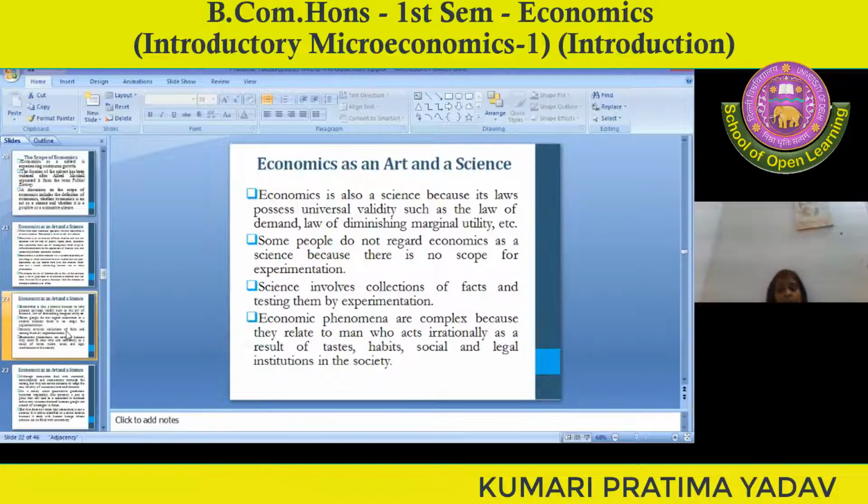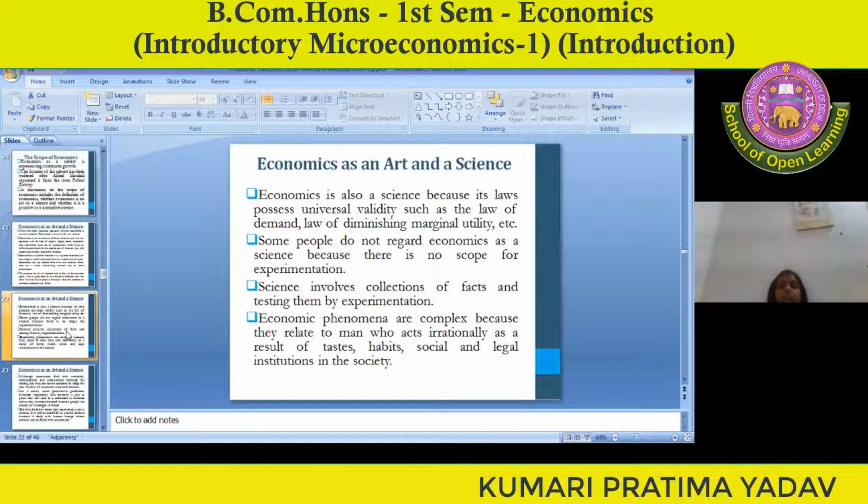Some people do not regard economics as a science because there is no scope for experimentation. Let's suppose in physics or chemistry, exactness means you will have 100% exactness. In economics, there are certain fields where there can be 100%, but because of human behavior, it can't be mechanical. I am a human, I can't be a mechanic. You can't utilize my intelligence or make me act as a robot. Human is human, so there can be variation.